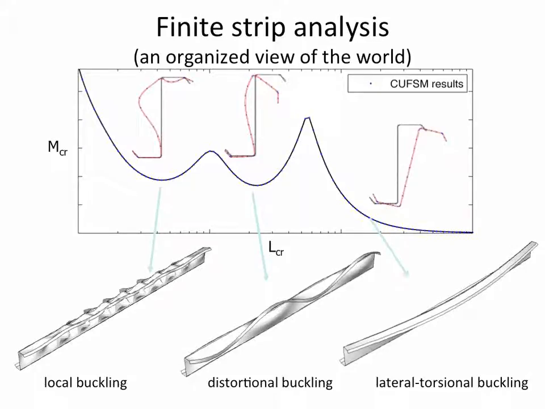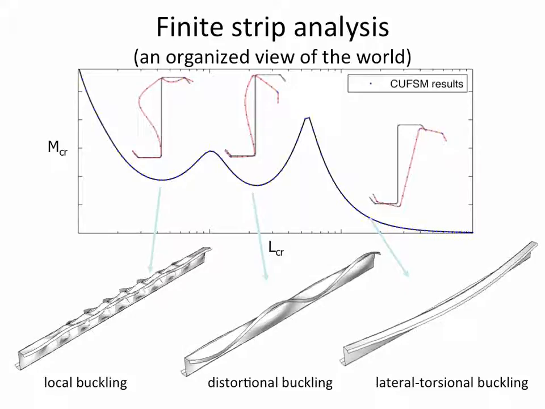But with a program called CFSM and with what we call finite strip analysis, we're able to characterize all of the buckling modes in one neat, nice little curve. The x-axis on this curve is the buckling half wavelength, which is the distance between these half waves. For local buckling, we have the little guys, and local buckling occurs at something relatively short, maybe 4 or 5 inches, depending upon the cross section.